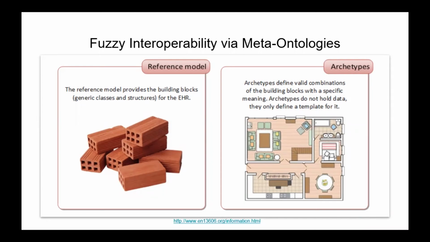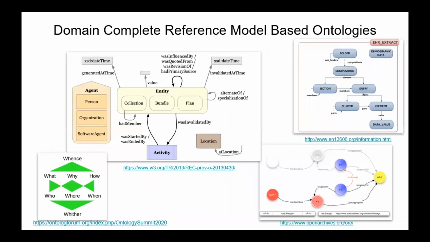And if we implement that in something like RDF, then we can do class-based searches, we can do label-based searches. We really just have complete freedom. And here are some reference model-based ontologies that I think would work. We've looked at many of these.